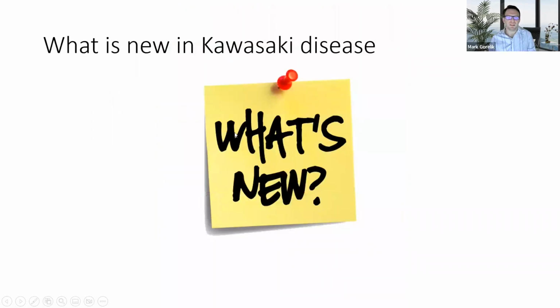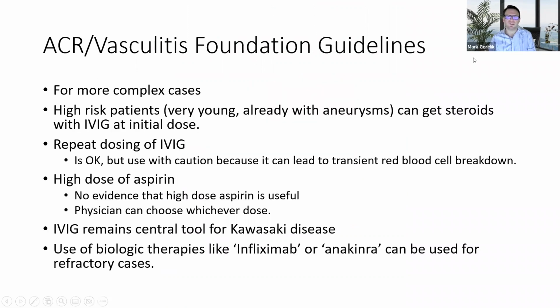So a little bit about what's new in Kawasaki disease research and in the clinical world. One thing that's new is the recent ACR Vasculitis Foundation guidelines. There have been pre-existing guidelines for Kawasaki disease that are excellent and have been done for years by the American Heart Association. But for some more complex cases where rheumatologists might see these patients, there were some additional recommendations. And some of these additional recommendations are based on recent research.